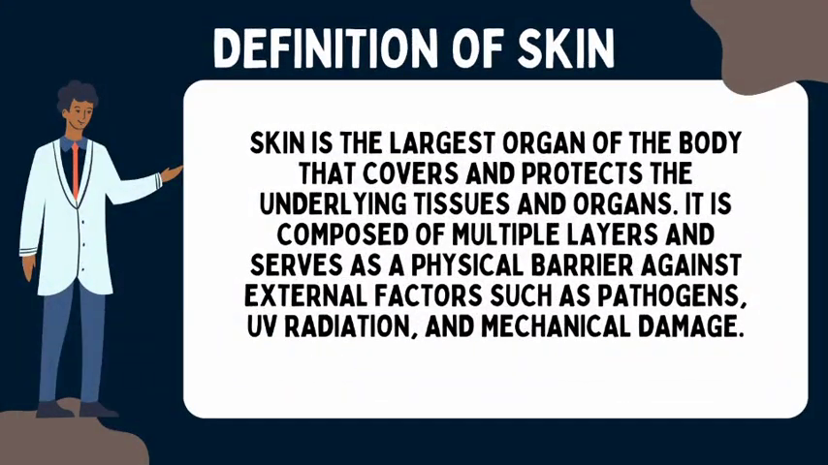First of all, let us see what is the definition of the skin. Skin is the largest organ of the body that covers and protects the underlying tissues and organs. It is composed of multiple layers and serves as a physical barrier against external factors such as pathogens, UV radiation, and mechanical damage.